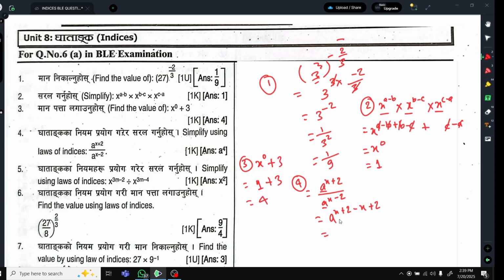Now let us see what can we reduce, what can we cut. This is plus x, positive x minus negative x becomes cancel. And then 2 and 2, that will be a to the power 4. A to the power 4, that is going to be the answer. This is how it is done. Now coming to the other questions.